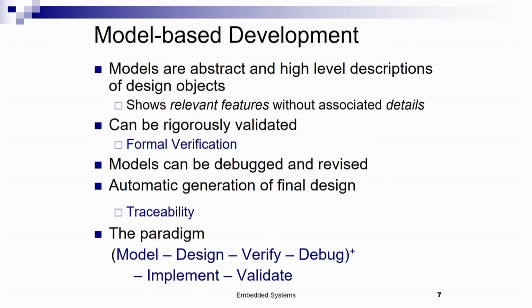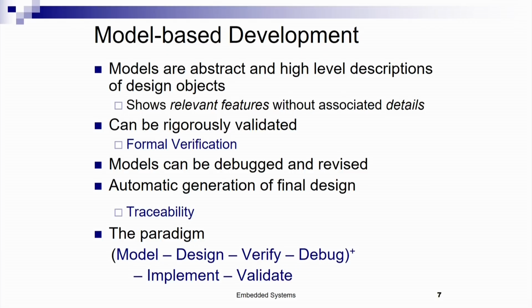Now, we come to model based development, the first phase of design that we called modeling. Models are abstract and high level descriptions of design objects. They show relevant features without the associated details. Just to take an analogy, let us say the Google Maps that you use every day is a model of a certain geographical area.